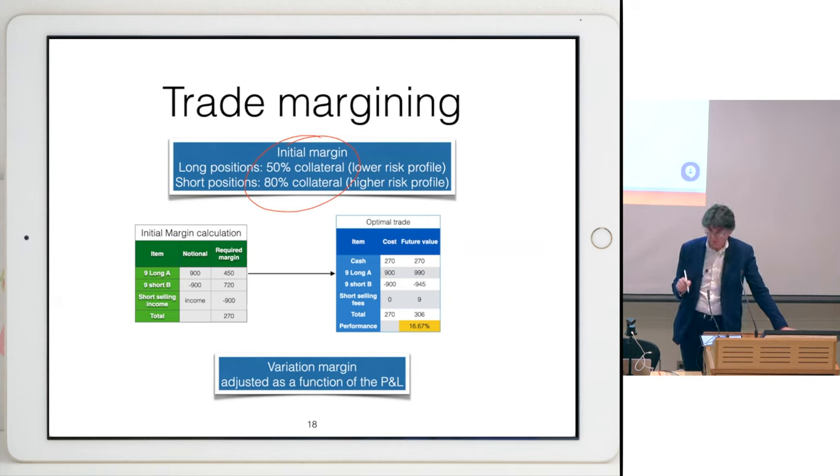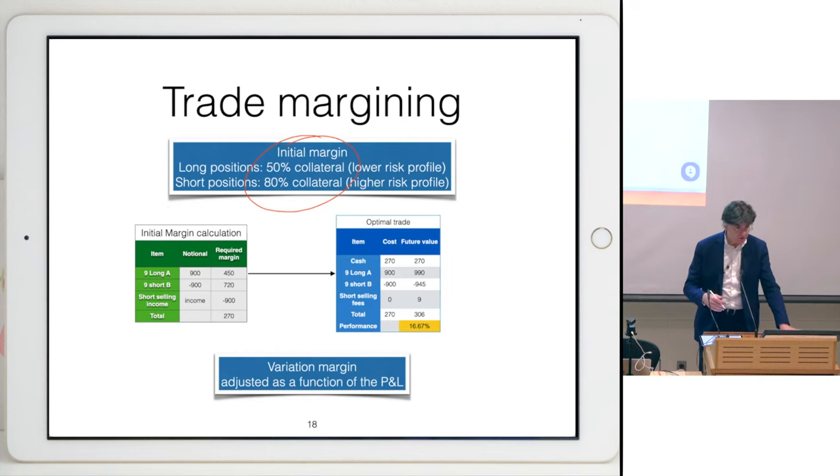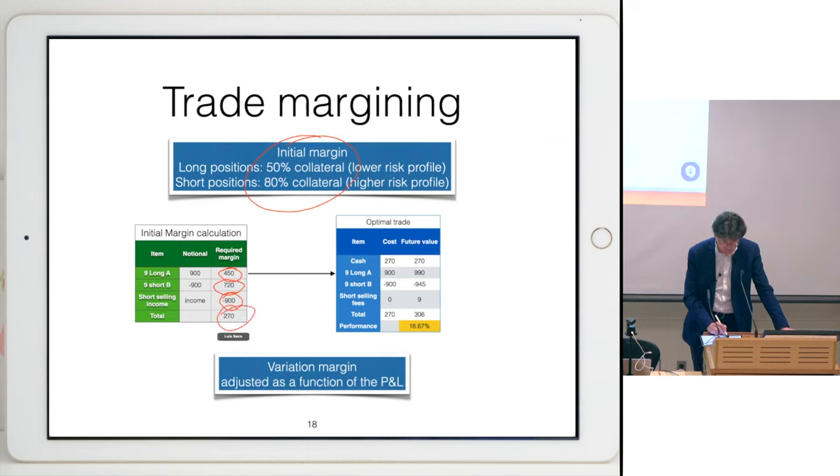Long positions require 50% of the collateral. Short positions require 80% of the collateral. Long positions require a collateral of 50% of the value, and short positions require a collateral of 80% of the value. Okay? So the bank will say, oh, you want to do that deal? Yes. So this is the calculation. For long A, I need $450. For short B, I need $720. Altogether, I need $1,170. Since you get $900 from selling B, you need $270.